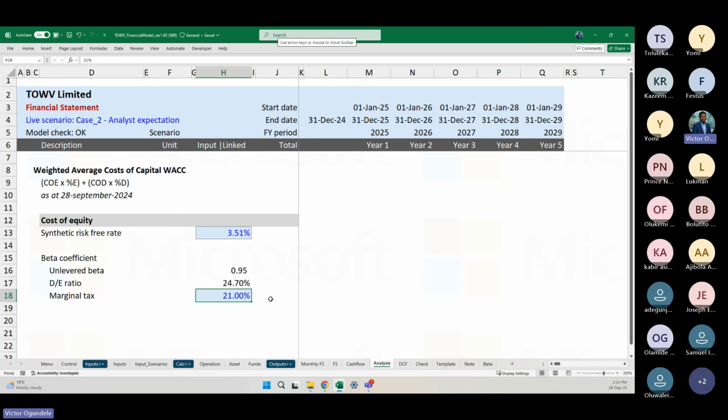At times we also look at what tax rate the business has been paying over the period. We look at it, but most times we usually prefer to use the corporate tax rate. But for certain industries, we use marginal.